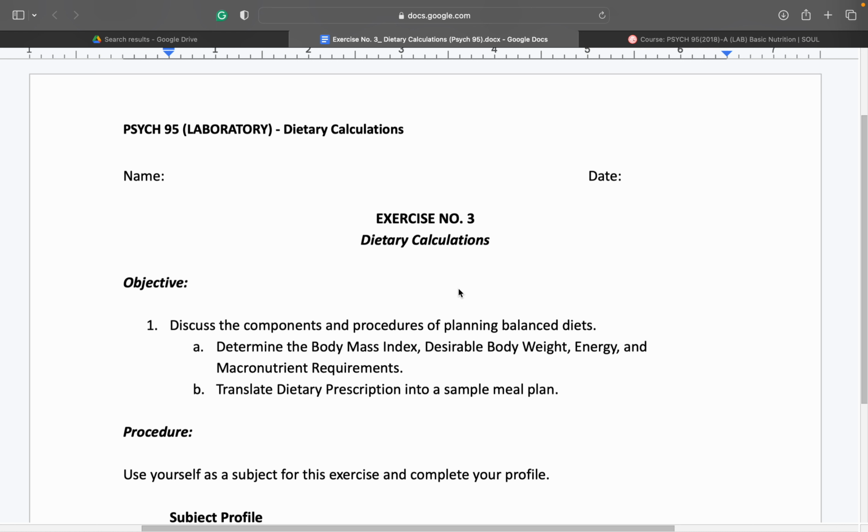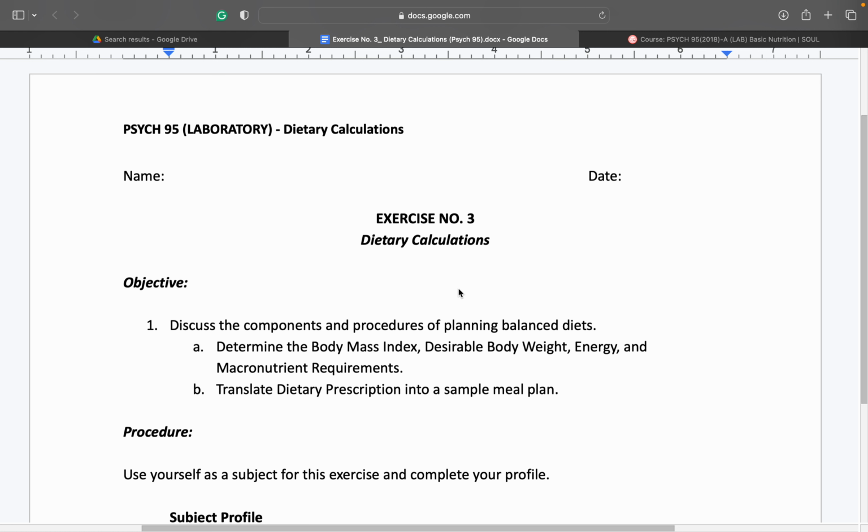All right, this is a brief discussion on dietary calculations. The objectives for this exercise are for you to determine your body mass index, see if you are overweight, underweight, or have a normal BMI, and then calculate your desirable body weight, your energy, and macronutrient requirements, and then translate this into a dietary prescription. And then the ultimate goal is for you to create a sample meal plan.